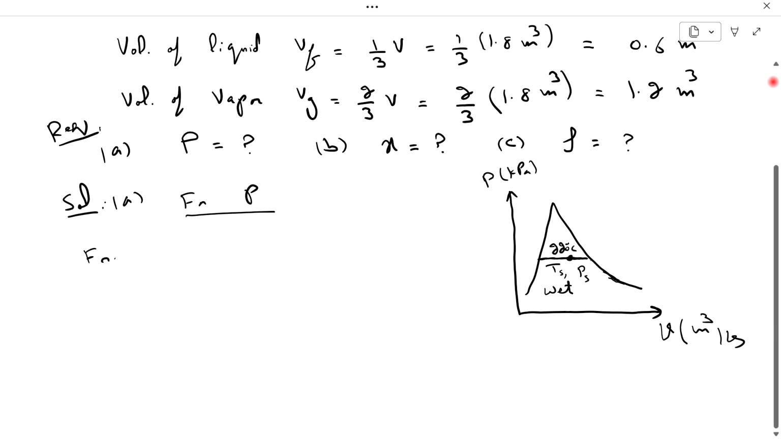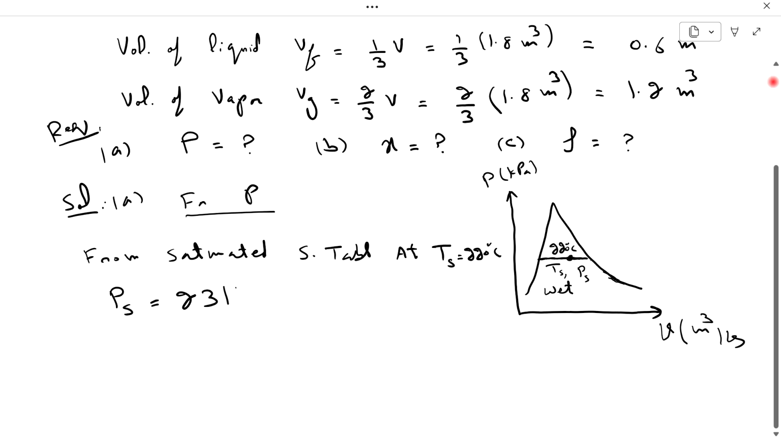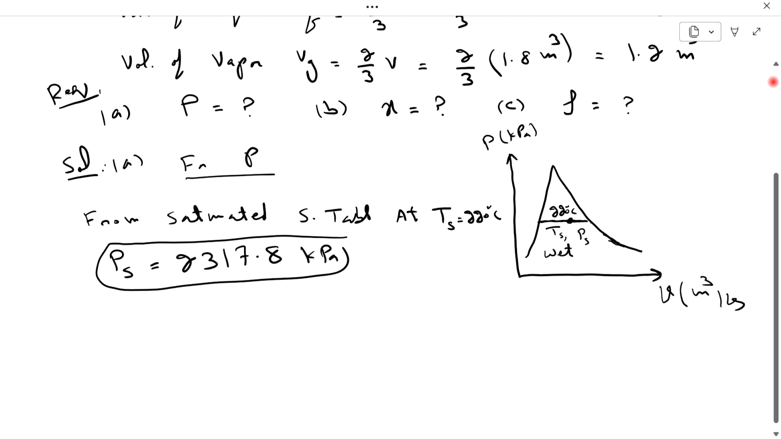So from the saturated steam table, at Ts equal to 220 degrees centigrade, saturation pressure is equal to 2317.8 kilopascal. So this is the required pressure.